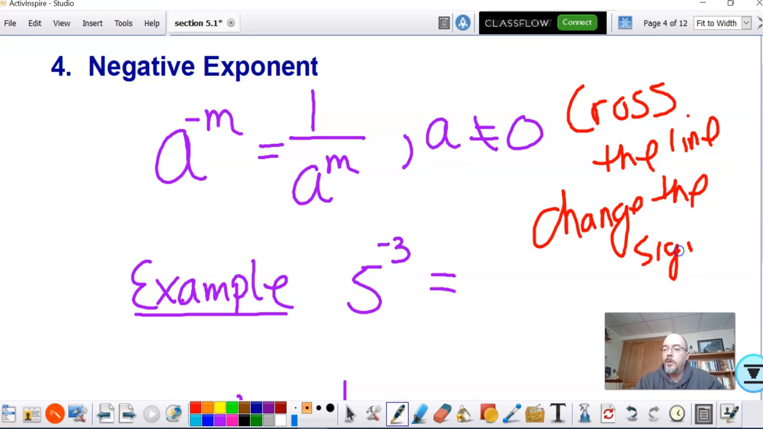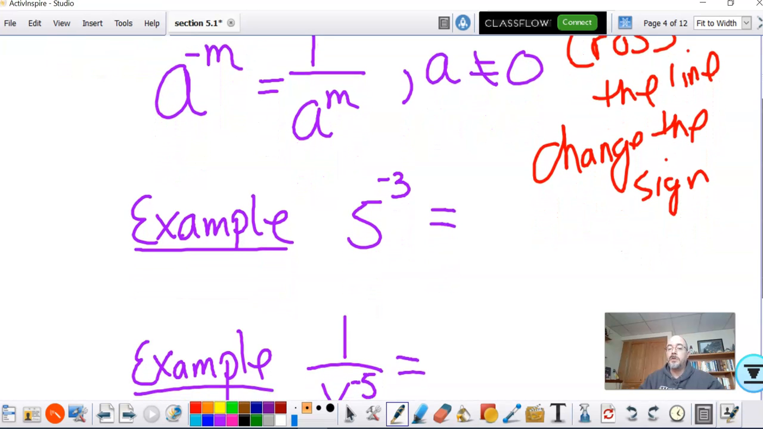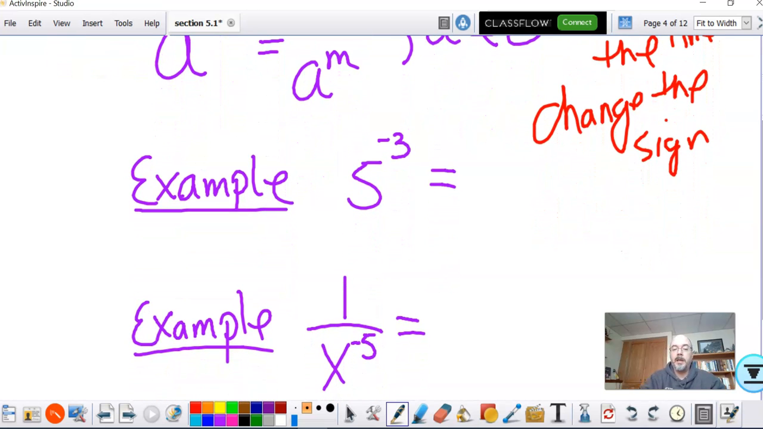So if you drop it to the denominator and that exponent was negative, now it's positive. Okay, now it's positive. So like in this example right here, ladies and gentlemen, I would rewrite this with a 1, because you can't put a 0 on top. A 1, and then I'm going to cross the line and change the sign. So that's 1 over 5 to the positive 3 power.